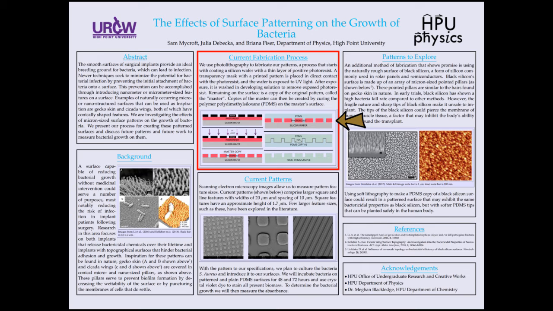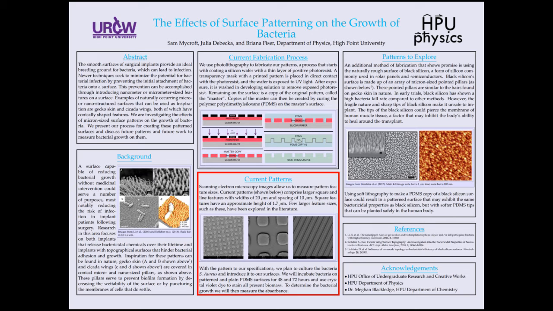Once the negative copy is separated from the master, the process is repeated on the negative copy, first TCS treating, then PDMS coating and baking to produce a copy of the master. This copy can then be analyzed in a scanning electron microscope and the process repeated to refine our methods. Using this process, we were able to create a number of viable samples for future bacterial testing.